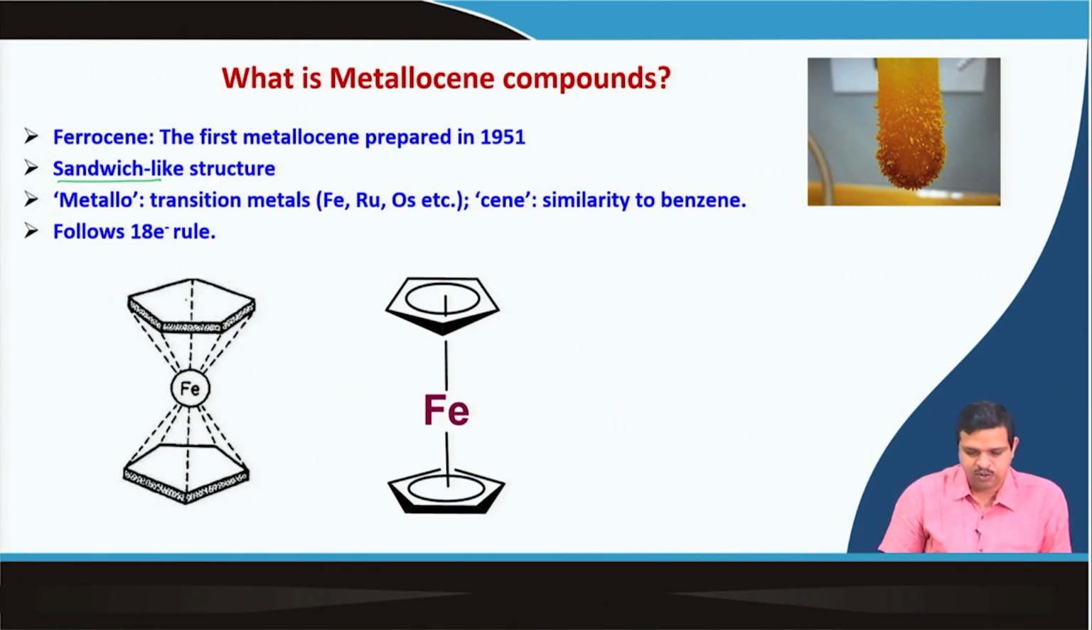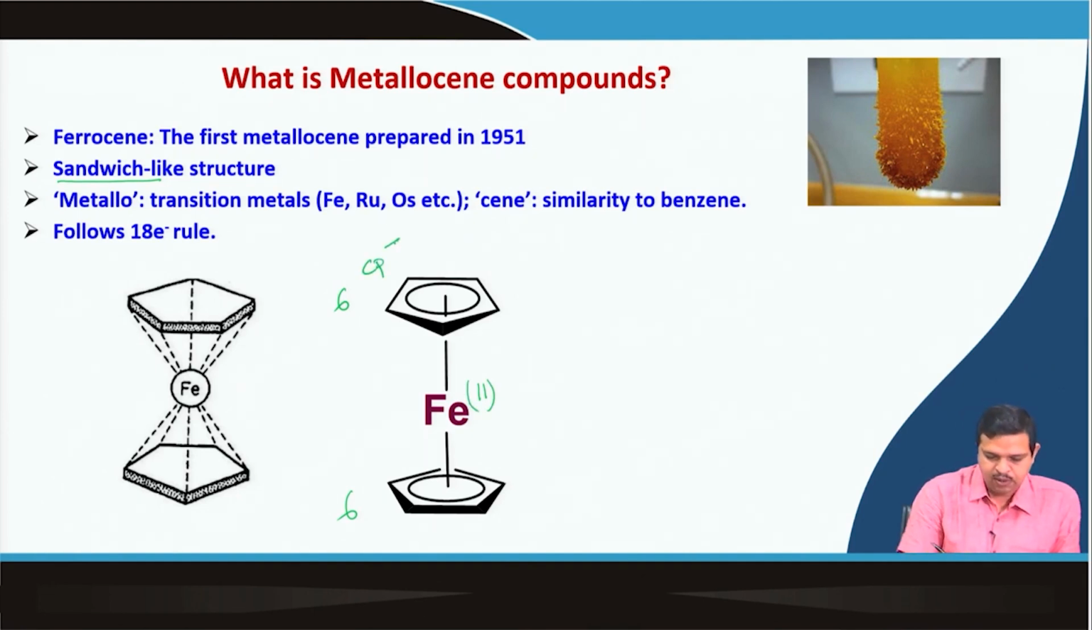I will discuss some general reactivity and properties of ferrocene. Obviously, as I showed, it can follow the 18 electron rule. Iron contributes 6 electrons, and the oxidation state is 2 plus, because this is Cp minus, an anionic ligand. And the hapticity is 5, so this is eta 5, this is eta 5.